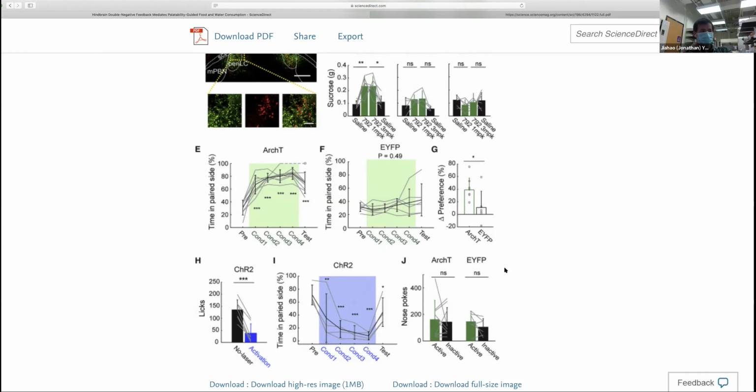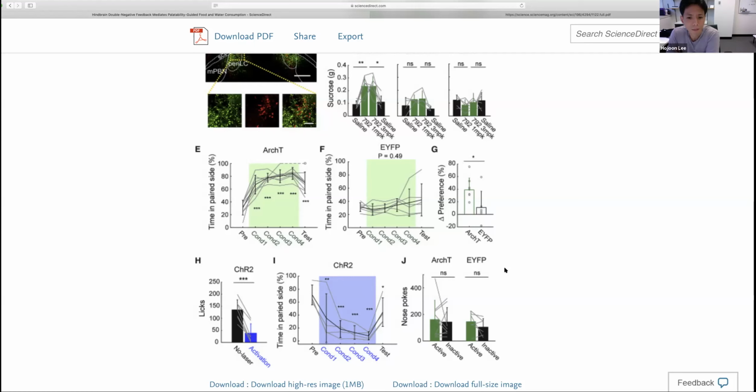So J, actually, if you look at figure E, it's the same idea. Similar idea. E shows that inactivation of peri-LC makes the mice willing to stay in the sites where the inhibition is on, right?